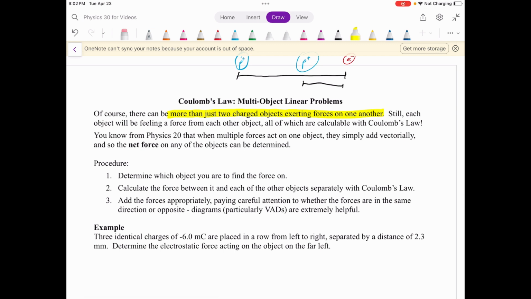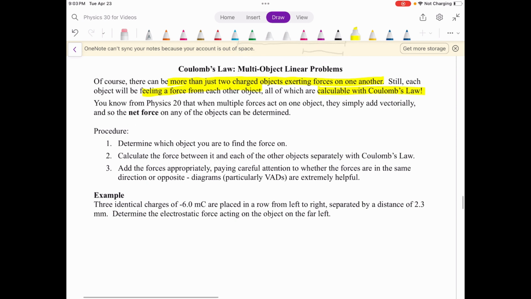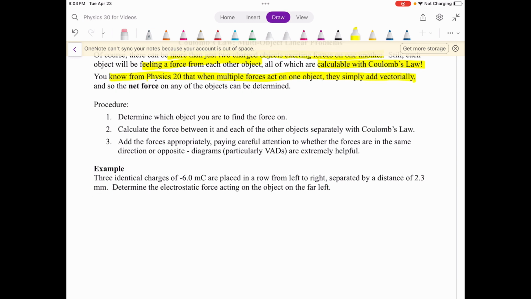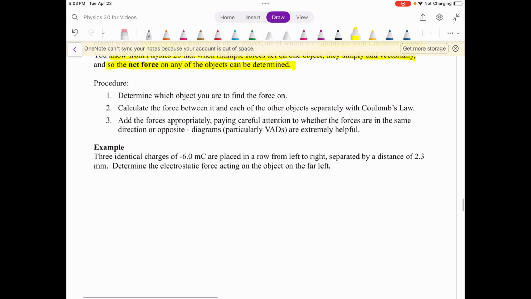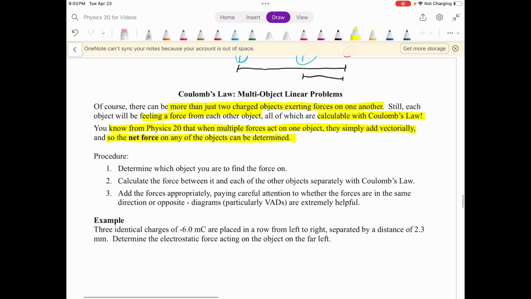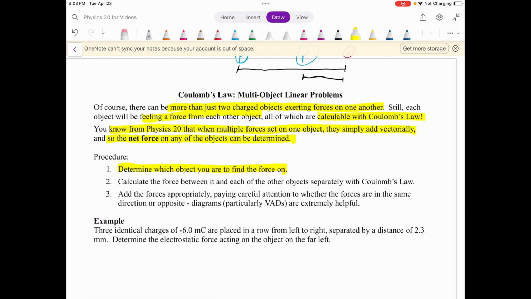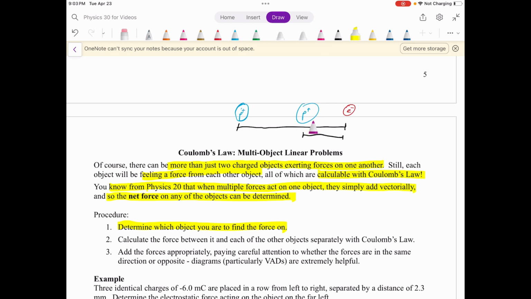So more than one charged object feeling forces from each other, no worries. We can calculate them all with Coulomb's law, and then add them up. We know from physics 20 that when multiple forces act on one object, they add up, and so the net force on any of the objects can be determined. I recommend for these, determine which object you're finding the force on. I sometimes say, put yourself in that charge's shoes, because it's different for this proton than it is for this electron. This proton is feeling a force of repulsion from this proton, since like charges repel. So this one would be pushed this way by that proton, but at the same time pulled this way by that electron.